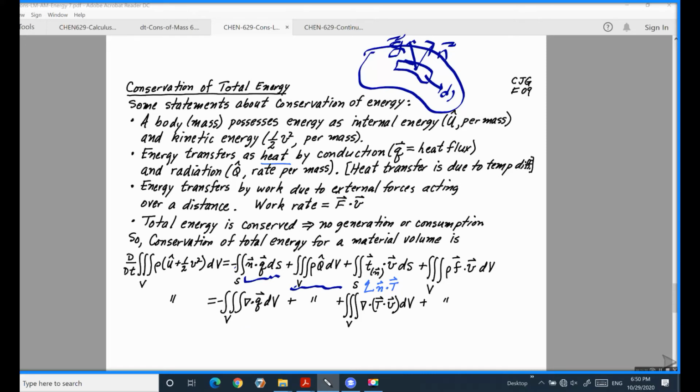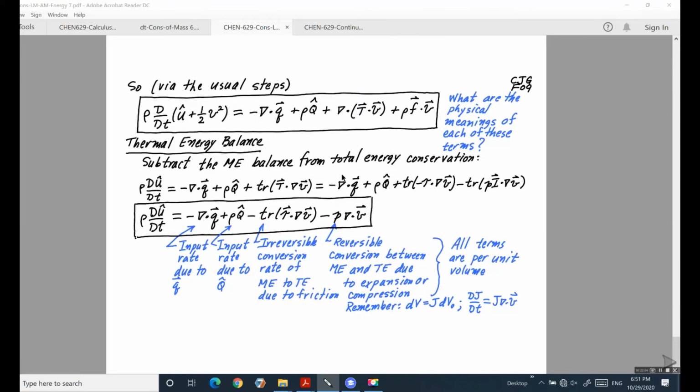Why this minus here? Because it's coming from the sign rule. Now we can write that in this form because of the divergence theorem. Plus this term is kept the same. We can write that one in this form, and we keep that one the same. Then we go into the next slides.